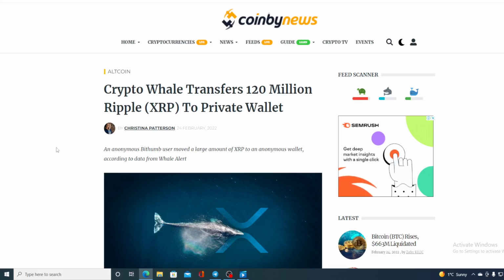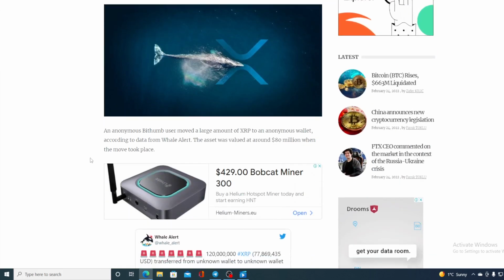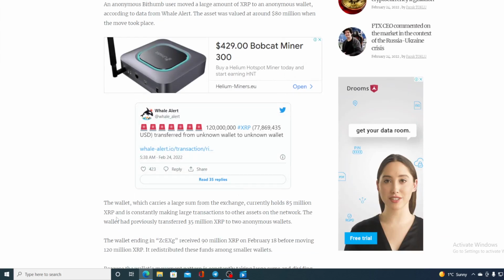An anonymous user moved a large amount of XRP to an anonymous wallet, according to data from Whale Alert. The asset was valued at around $80 million when the move took place. The wallet, which carries a large sum from the exchange, currently holds 85 million XRP, and it's constantly making large transactions to other assets on the network. The wallet had previously transferred 35 million XRP to two anonymous wallets.